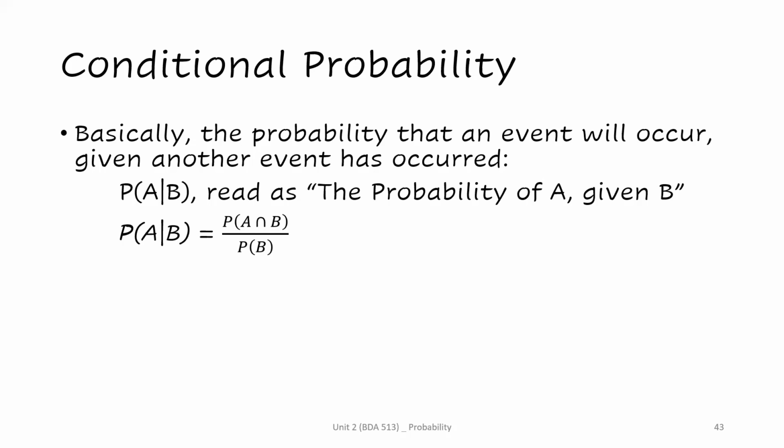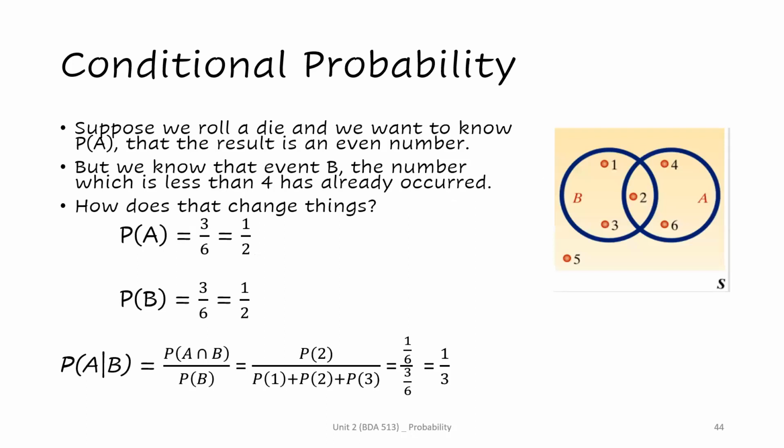So let's say we have probability of A slash B. Here we read it as probability of A given B. So the probability of A given B is just the probability of the intersection of A and B divided by the probability of B.